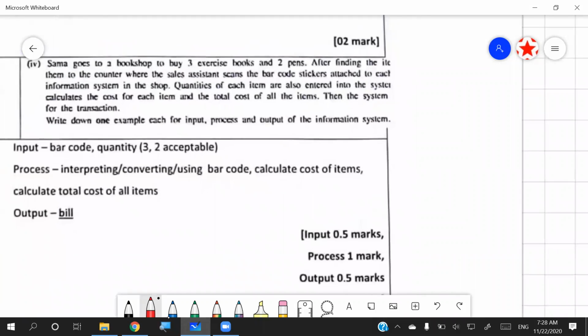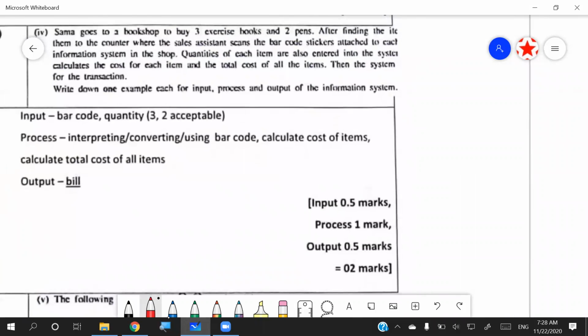For input, it's 0.5 marks. For process, it's 1 mark. And for output, 0.5 marks. Right? Okay, moving forward.